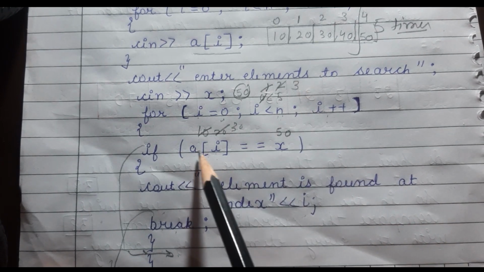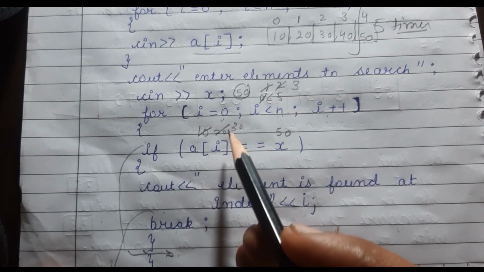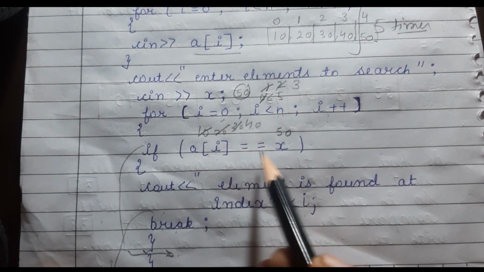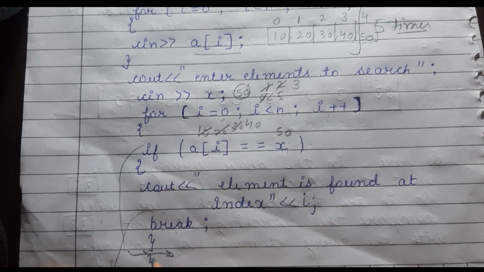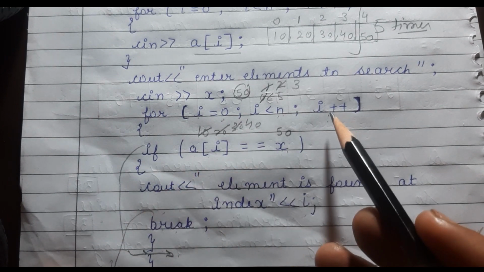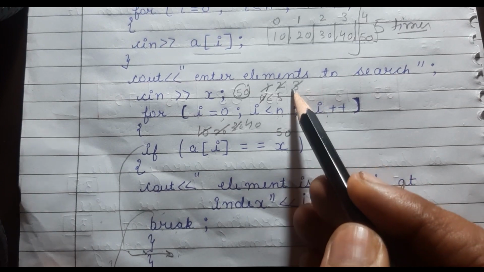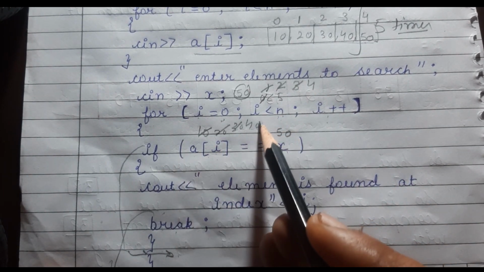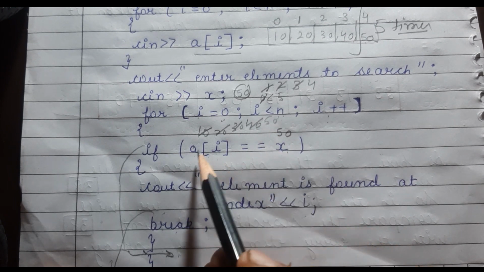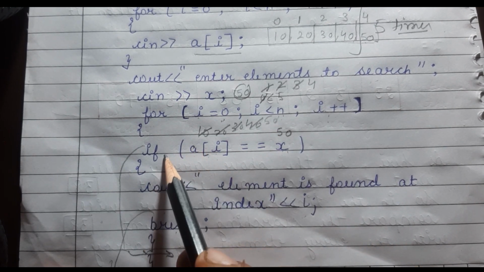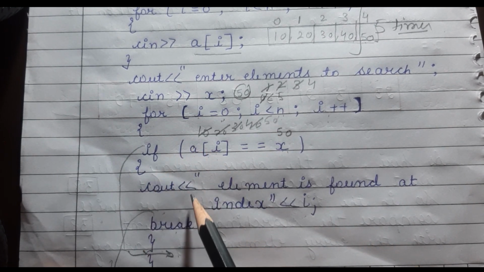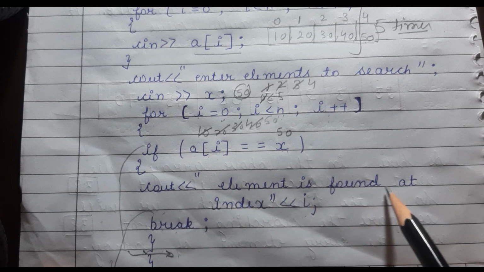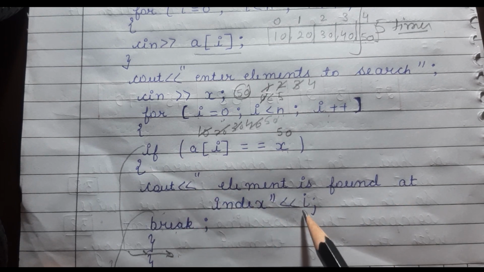Now we compare a[3]. a[3] has a value 40. 40 == 50, again the condition value is false, control goes here. After this i is updated, i becomes 4, 4 is less than 5, the condition is true. Now a[4] is 50. 50 == 50, the condition value is true, control goes inside the if structure, and here it will display element is found at index i.